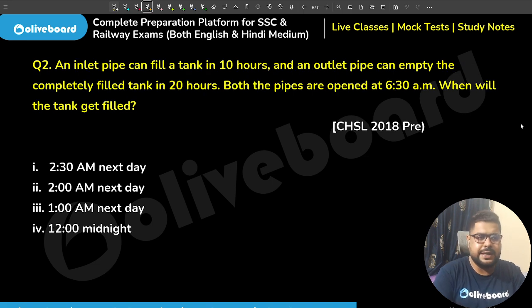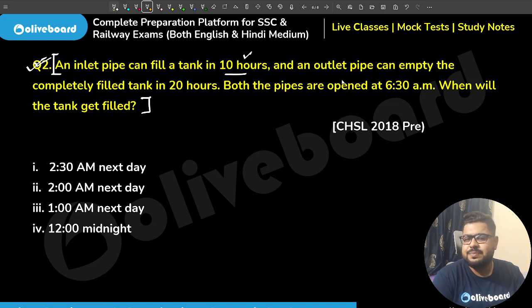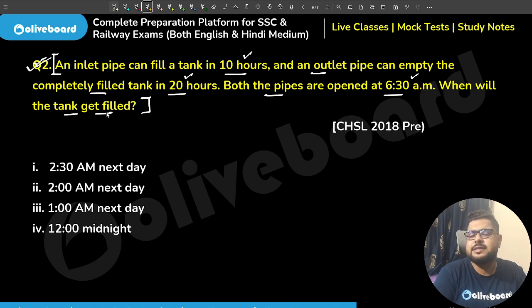I'm starting with the first CHSL question. Please read it first. An inlet pipe can fill a tank in 10 hours and an outlet pipe can empty the completely filled tank in 20 hours. Both pipes are open together at this time. When will the tank get filled? Now, the options are also in terms of the clock.